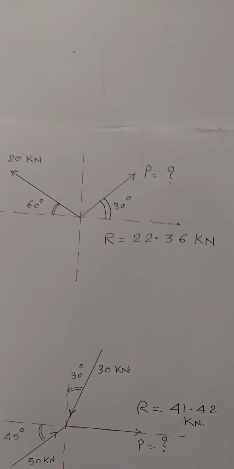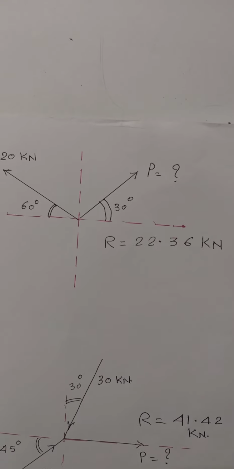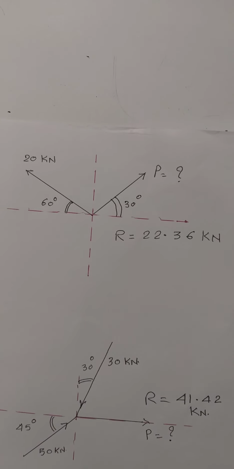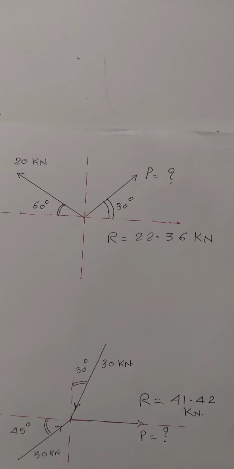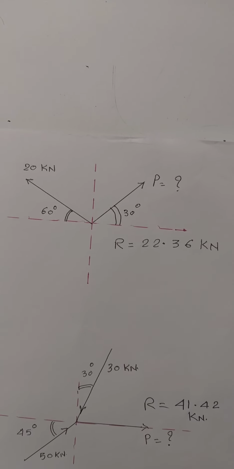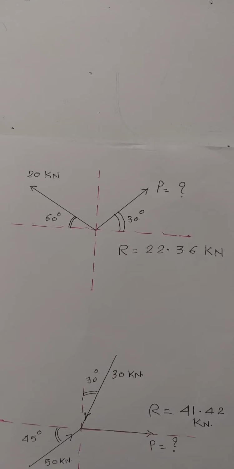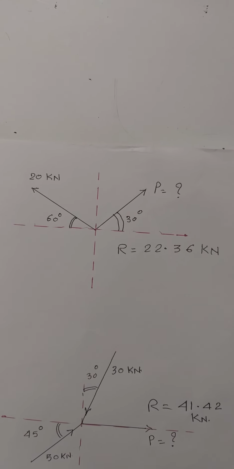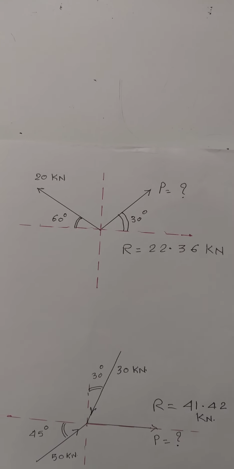One force, which is acting at an angle of 30 degrees with the horizontal, I call P, which is yet to be determined. This is the second force, which has a magnitude of 20 kilonewton and makes an angle of 60 degrees with the horizontal on the other side. Both are acting outwards. How to calculate?